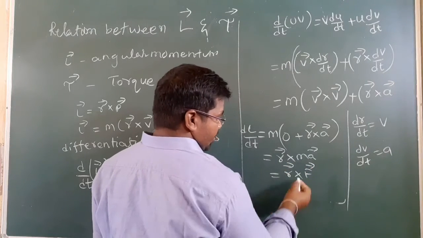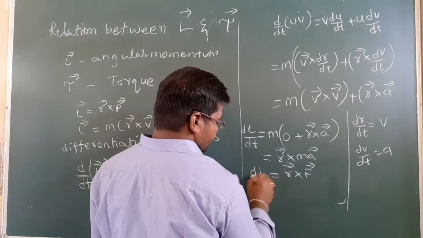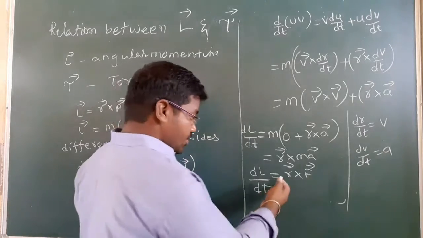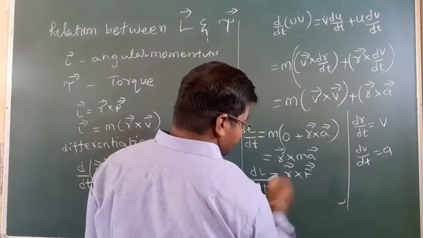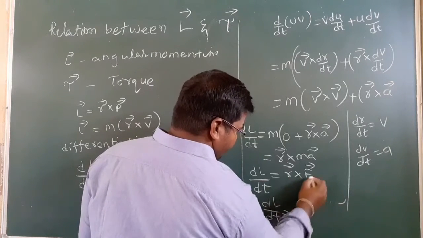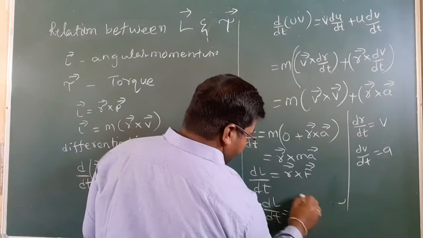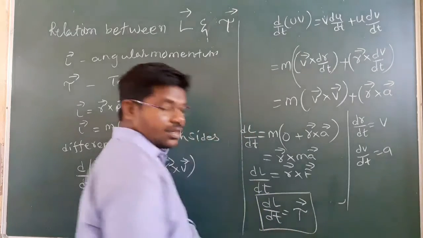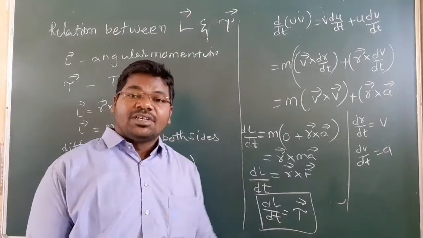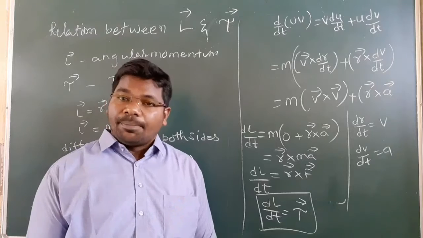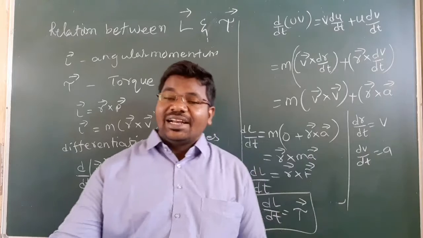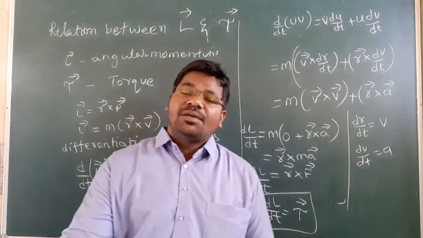Perpendicular distance into force. Rearranging this, my dear children, we get torque, perpendicular distance into force. dL by dt is equal to r bar cross f bar, which is tau bar. Understand, my dear children? The rate of change of angular momentum is directly proportional to the applied torque. So this is the relation between angular momentum and torque.